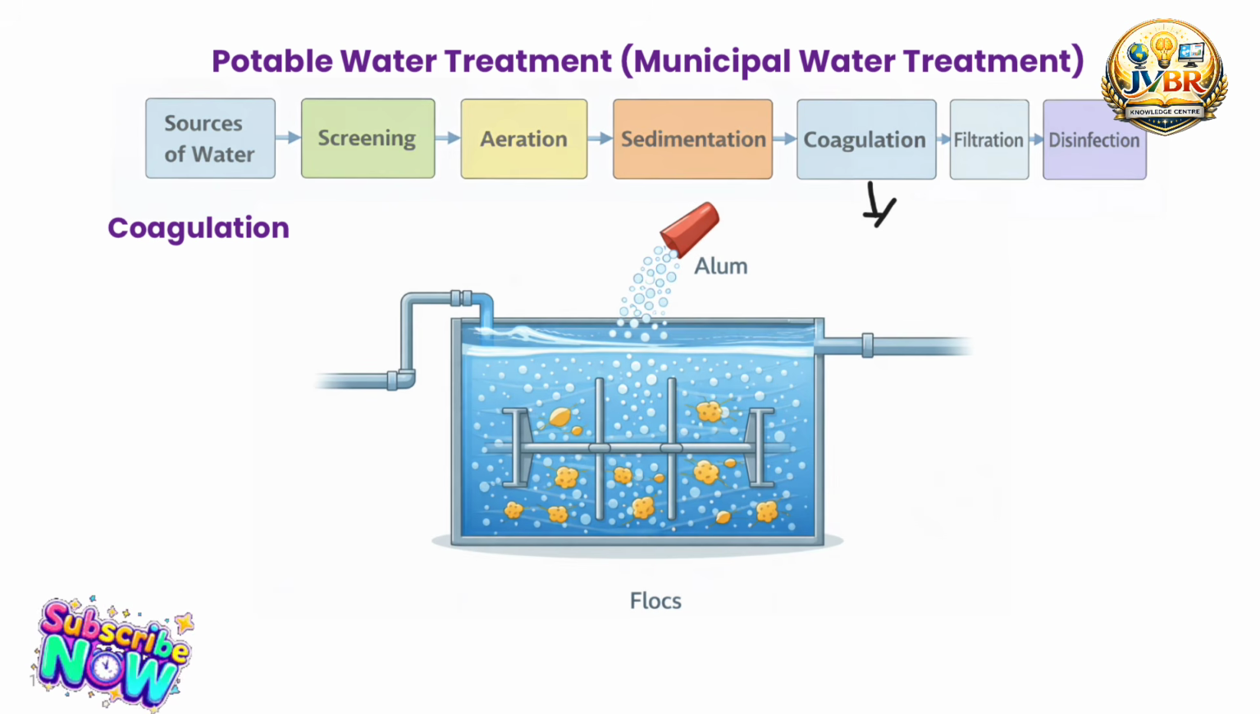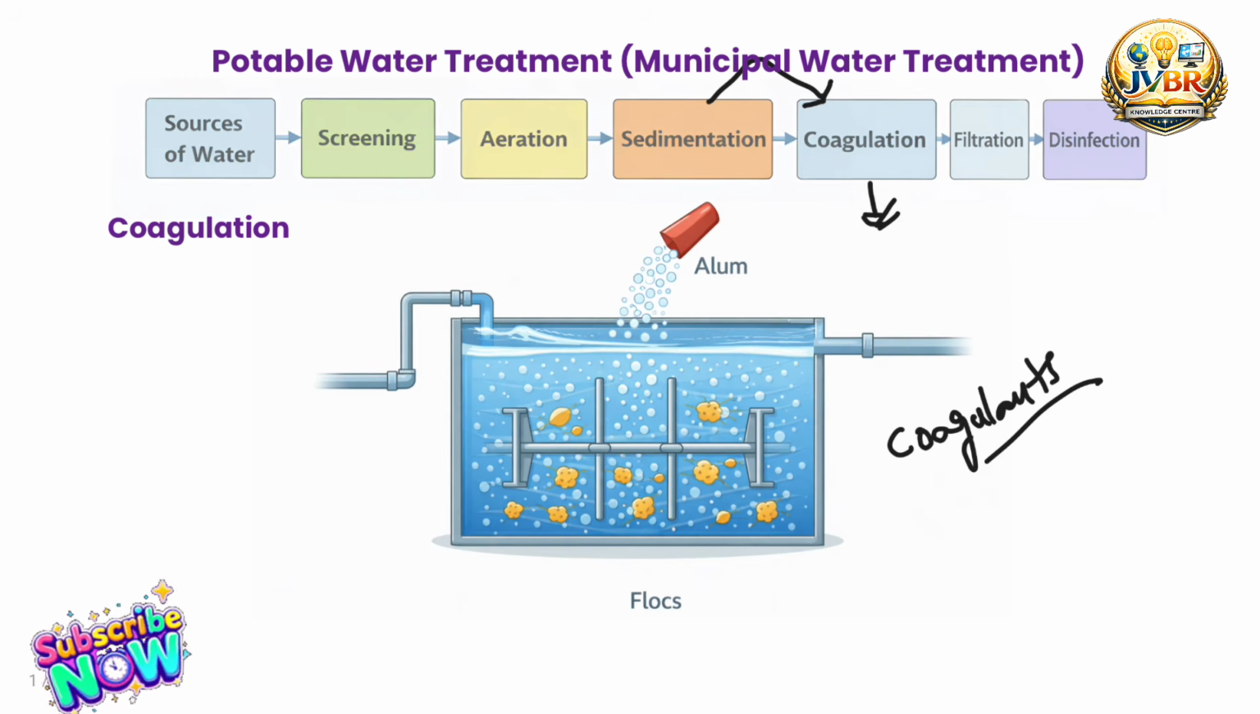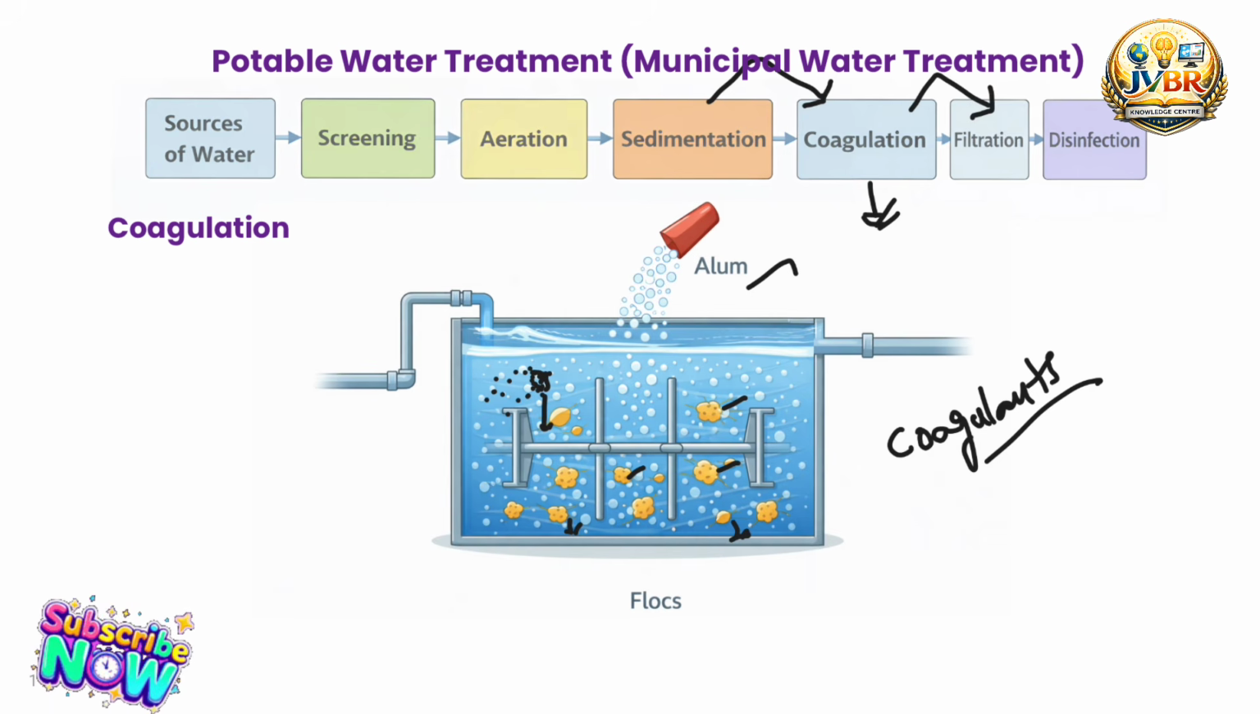Coagulation. The particles which cannot be settled down in the sedimentation tank can be removed by this method. In this process, suitable chemicals called coagulants are added into the water, like alum. This alum combines whatever floating particles are present in the water and forms globules. See here. And these globules will settle at the bottom of the tank due to gravity. Then water is allowed to the next process called filtration.